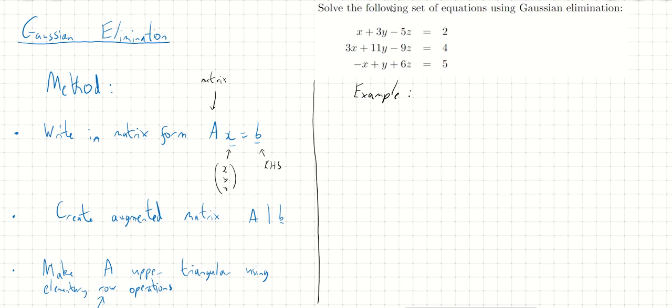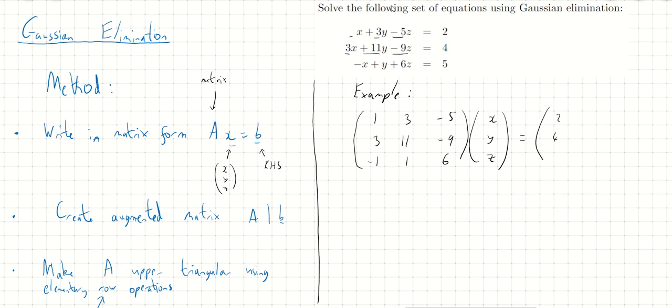The matrix A is just the coefficients of x, y, and z. So they're 1, 3, minus 5 is that top line. The second line is 3, 11, minus 9. And then minus 1, 1, 6. Then we have the x vector, x, y, z. And finally, the b vector on the right-hand side is the right-hand side of the simultaneous equations: 2, 4, and 5.